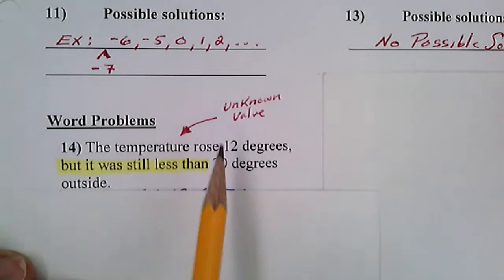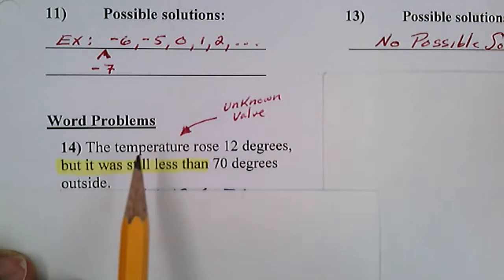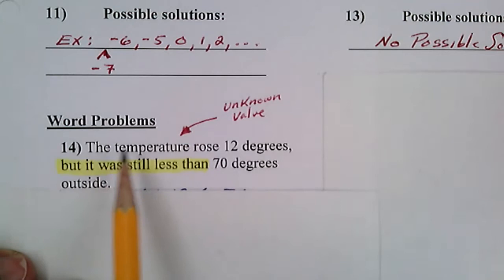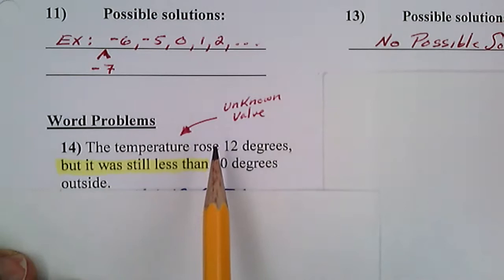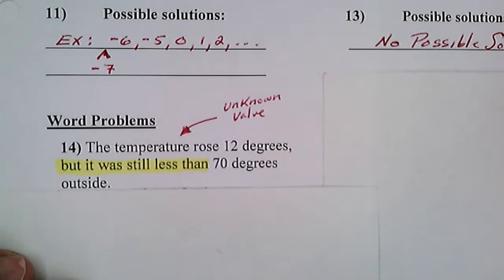We need to interpret this into an algebraic inequality, and then solve it. The temperature is our unknown value. We don't know what the temperature was. It says the temperature rose 12 degrees. Is "rose" an add, subtract, multiply, or divide? That would be an add. So we want an unknown value plus 12 is less than 70 degrees outside.